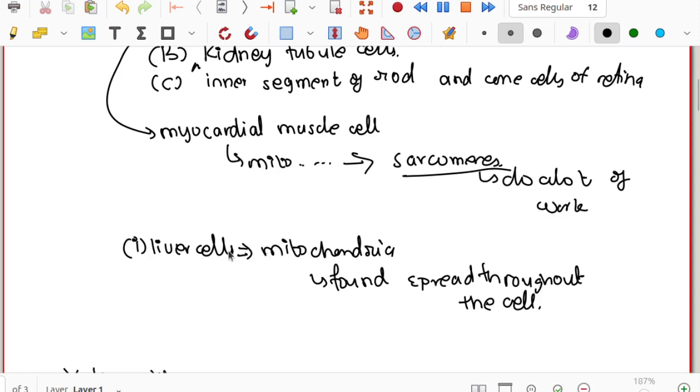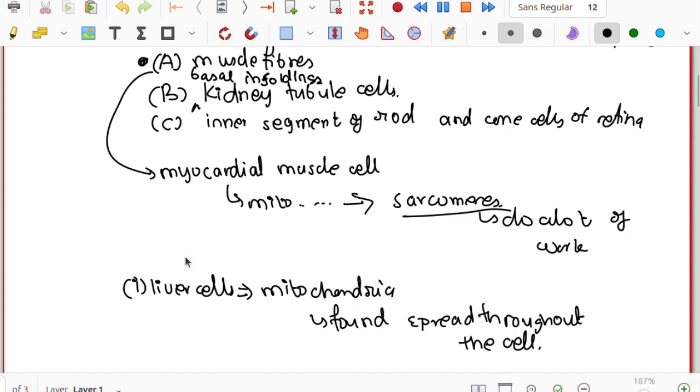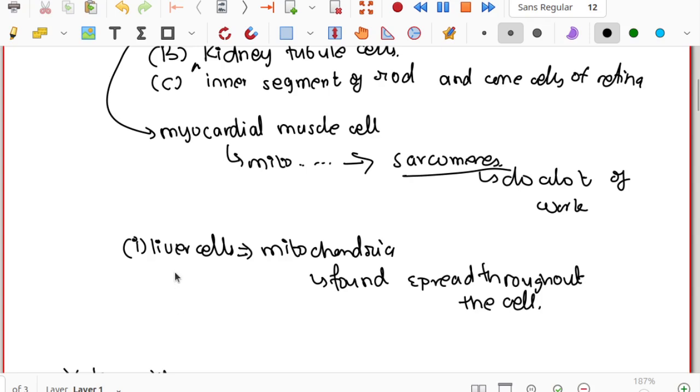all around the day. So the second way of classifying mitochondria is the presence of many mitochondria in a cell being associated at one particular region or one particular corner of the cell, or being evenly distributed, like in the liver cells, where mitochondria are found spread throughout the cell.